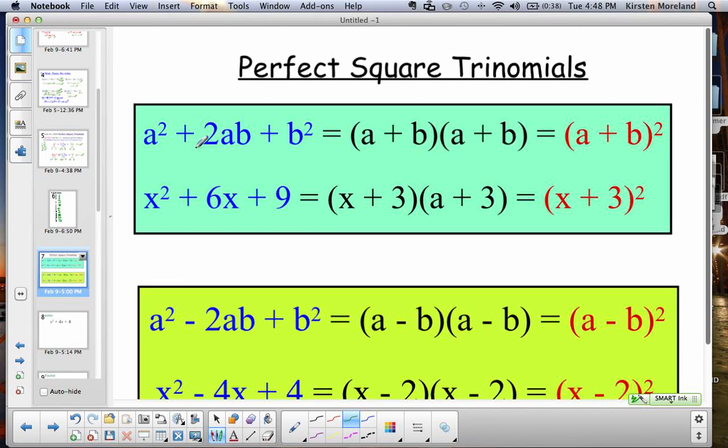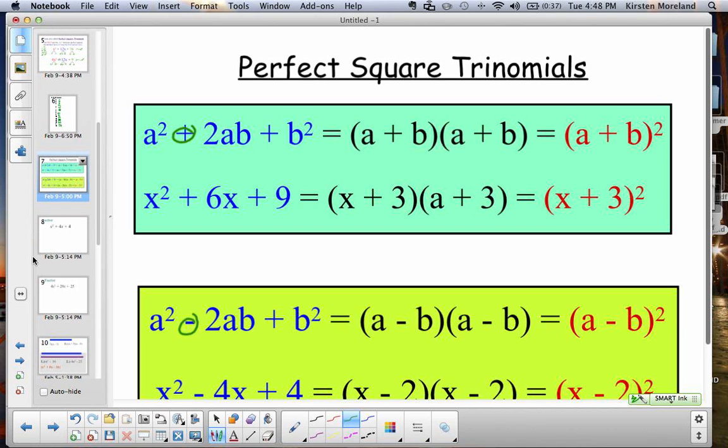But so this is already on your note sheet. I want you to look at this. So again, the first term has to be a perfect square, the last term has to be a perfect square. And to get the middle one, you take 2 times 1 of the first times 1 of the second. And remember, this sign right here is what dictates what's going to be your factored form.